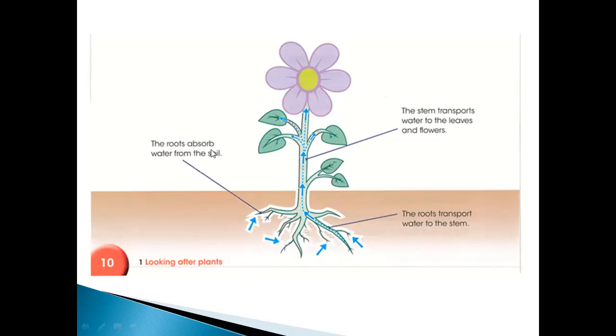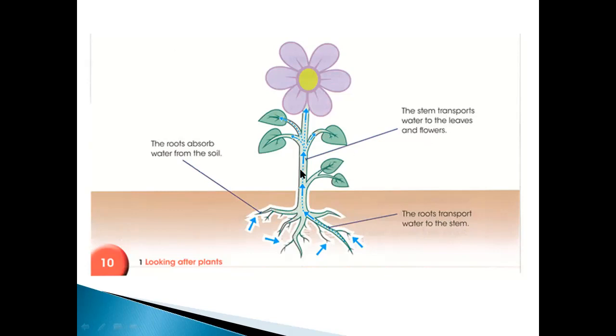The roots absorb water from the soil first, and then the roots transport the water to the stem. If the roots take water from the soil, then they can transport the water to the stem. So the first step starts from here. After the roots transport water to the stem, you can see the arrow showing us the stem. What does the stem do? The stem transports water to the leaves and flowers.